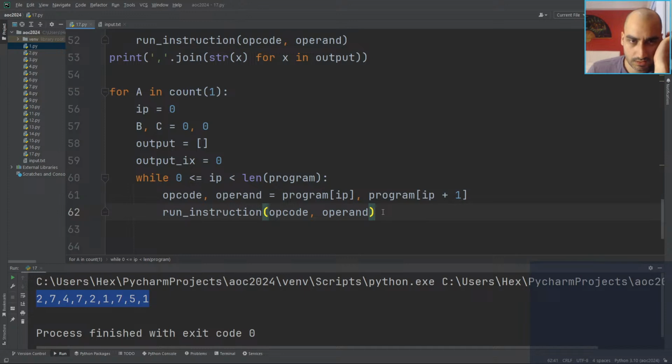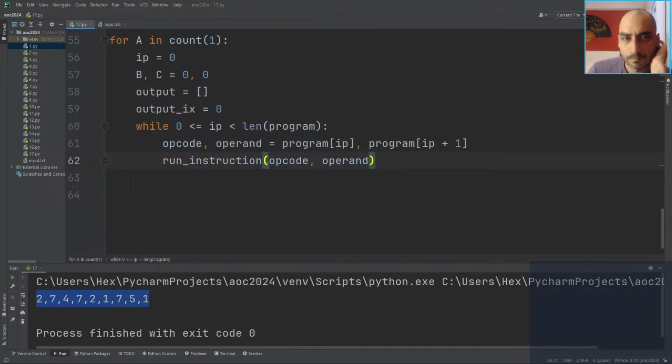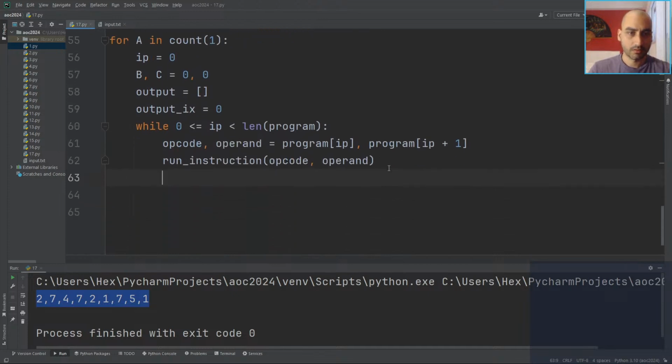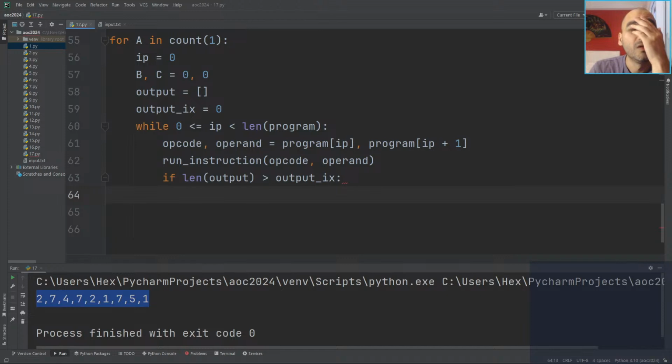Okay, after we've run an instruction, just check if we've output something. So if length of output is greater than output index, that means we've output something in that instruction. We just want to check that it matches the program.